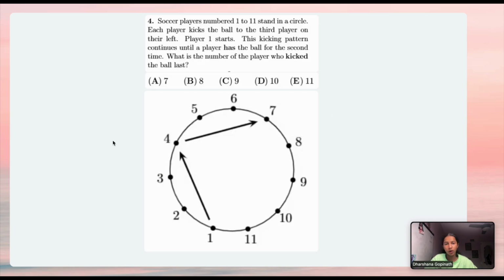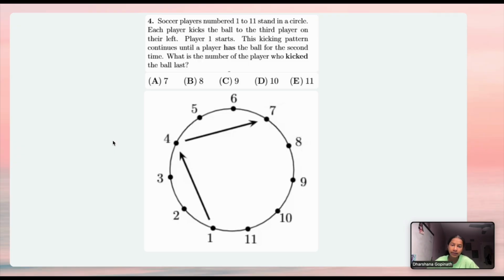Soccer players numbered 1 to 11 stand in a circle. Each player kicks the ball to the third player on their left. Player 1 starts. This kicking pattern continues until a player has the ball for the second time. What is the number of the player who kicked the ball last?